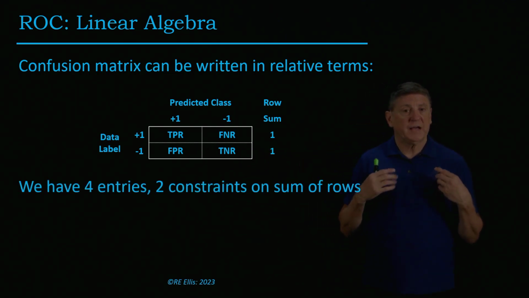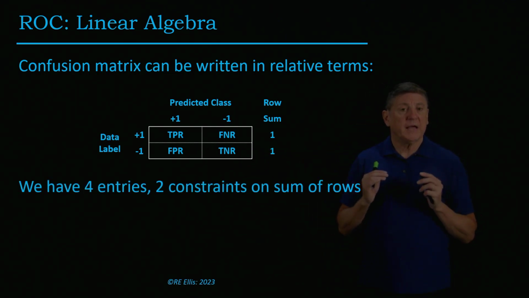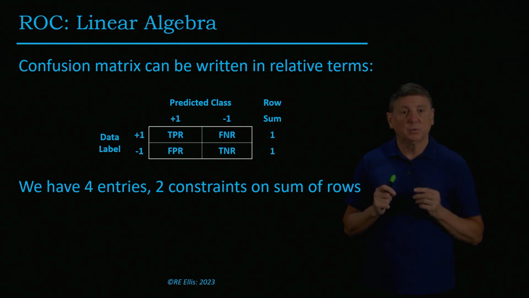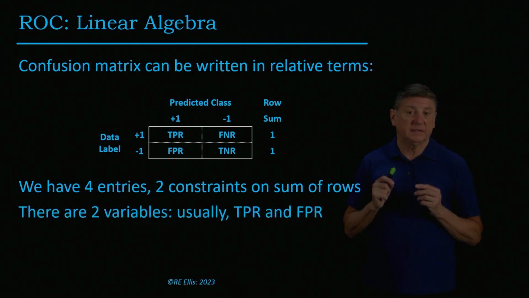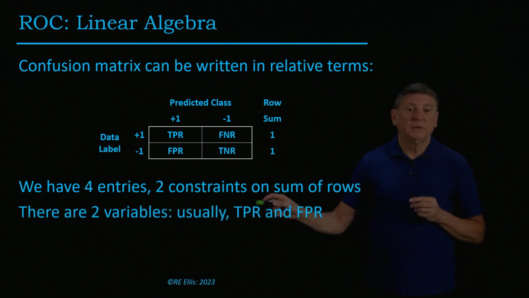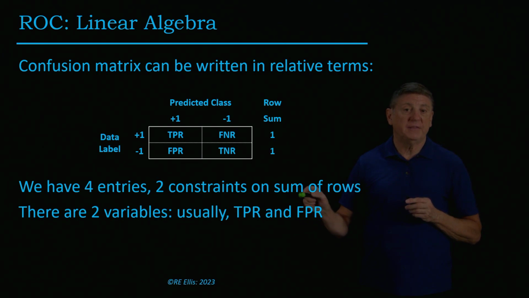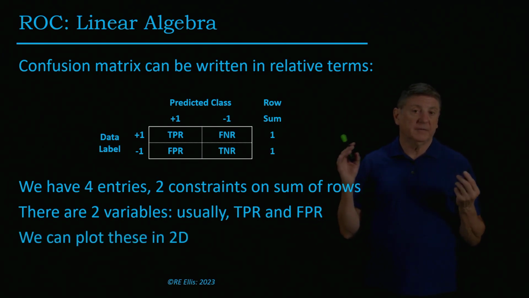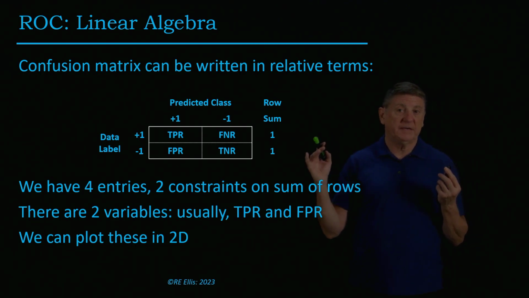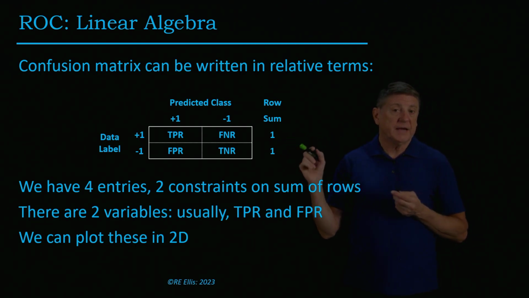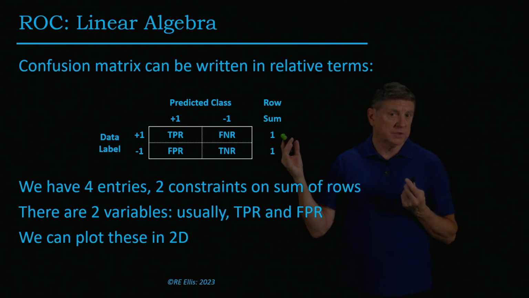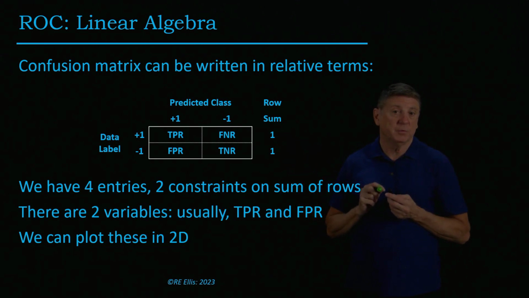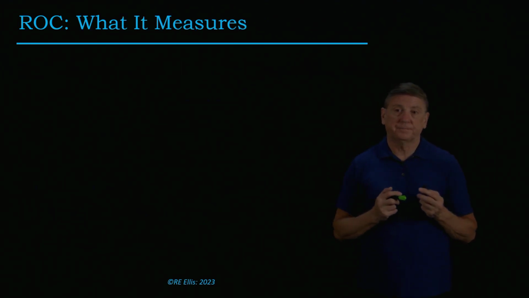What that means is we have 4 entries in this, but we have 2 constraints. That means we only have 2 degrees of freedom. We only have 2 things that can independently vary. Normally, what we look at is the true positive rate and the false positive rate. If we only have 2 independent values for a confusion matrix, that means we can represent what looks like a 4-dimensional object using 2 numbers, or on a 2D plot.